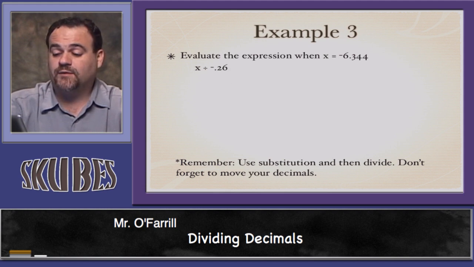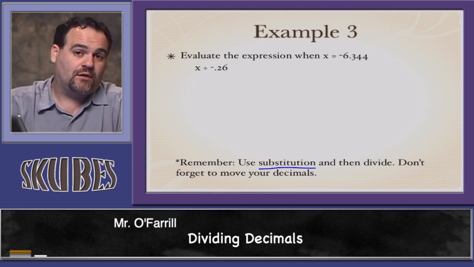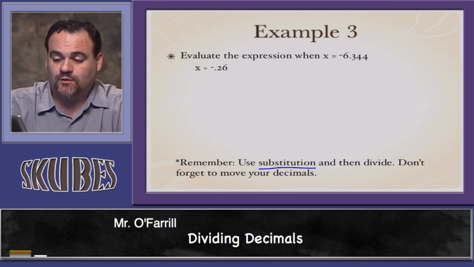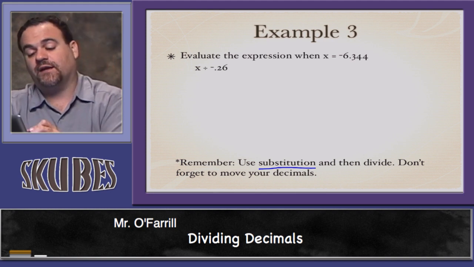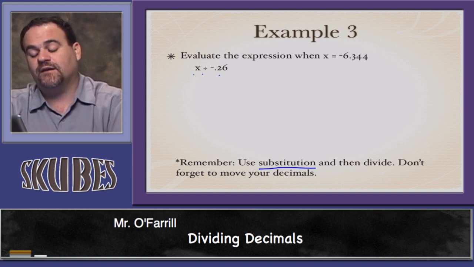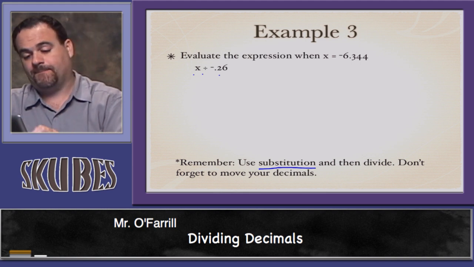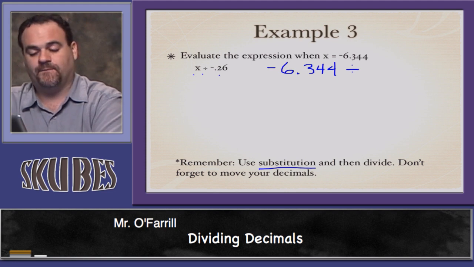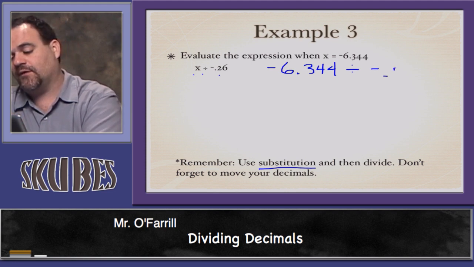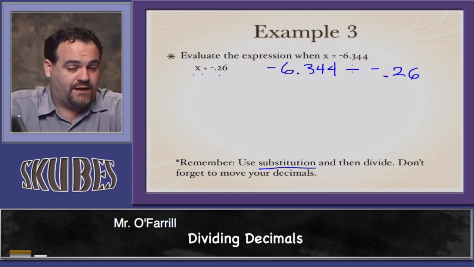In our third example, we're going to be looking at using substitution to set up our expression in order to evaluate it. We're saying to evaluate the expression when x equals negative 6.34, and we're doing x divided by negative 0.26. So if I were to write out the problem, we're doing negative 6.344 divided by negative 0.26.